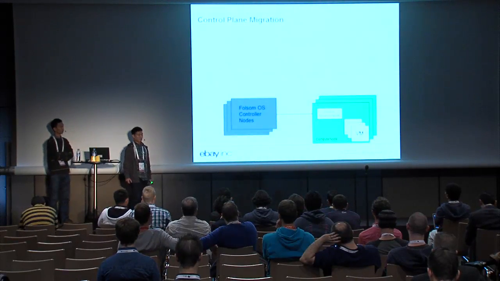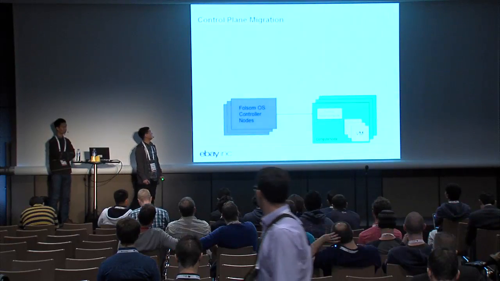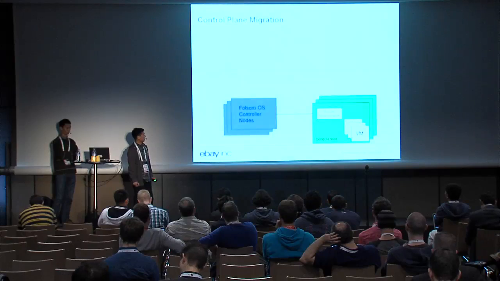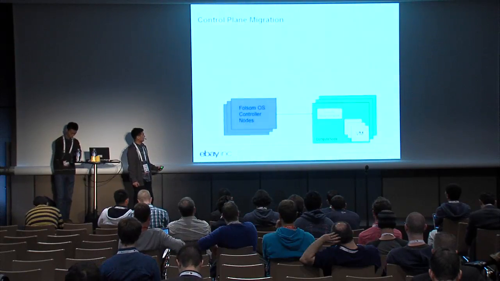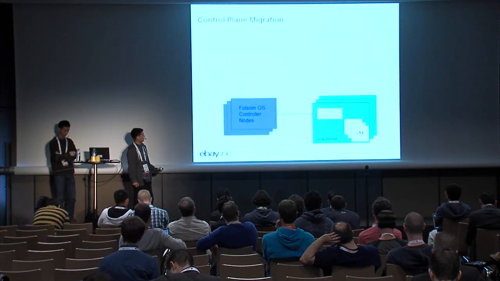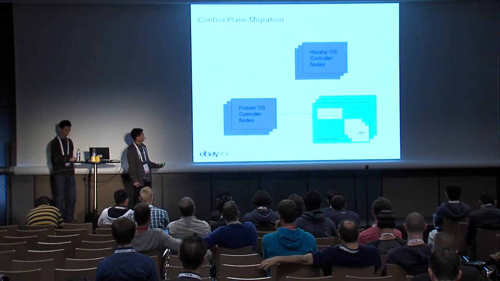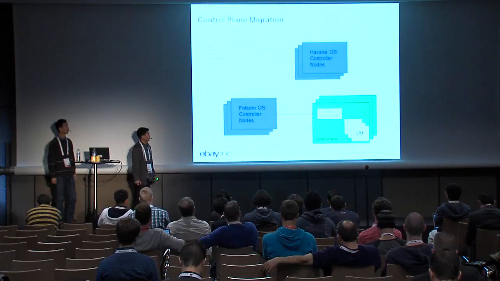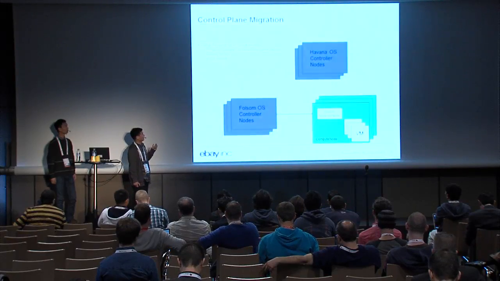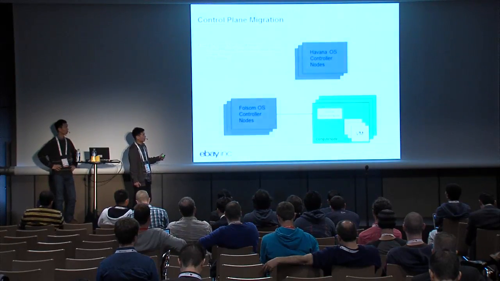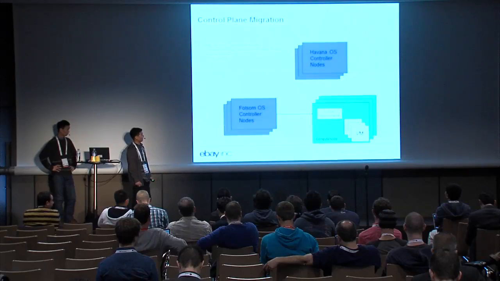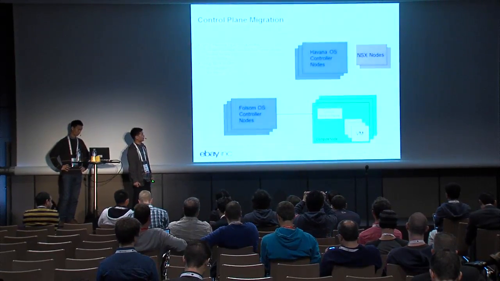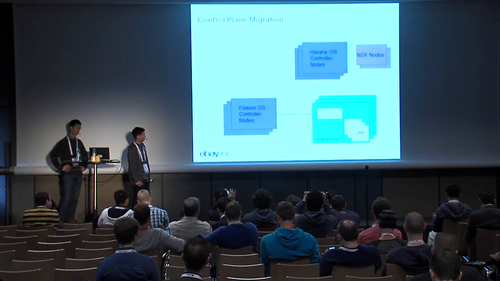And here I will describe how we do the control plane migration. First, we still keep all the Folsom OpenStack controller nodes there. Meanwhile, we will set up Havana OpenStack controller nodes, including Keystone, Nova, Glance, Neutron, RabbitMQ, MySQL, all this stuff. And then we will create another set of nodes for the NSX controller.